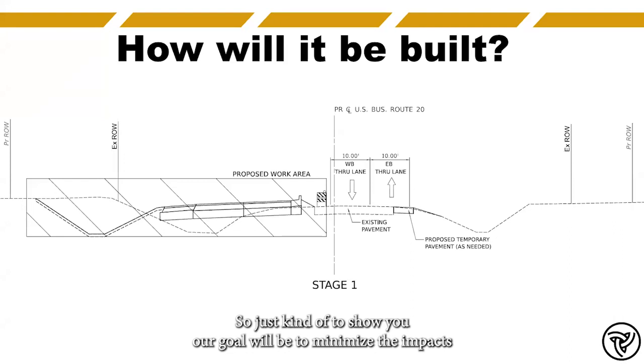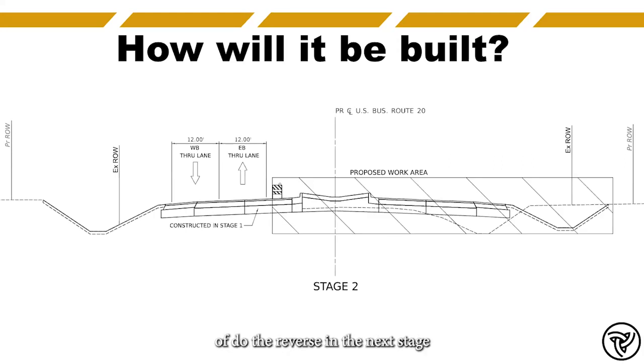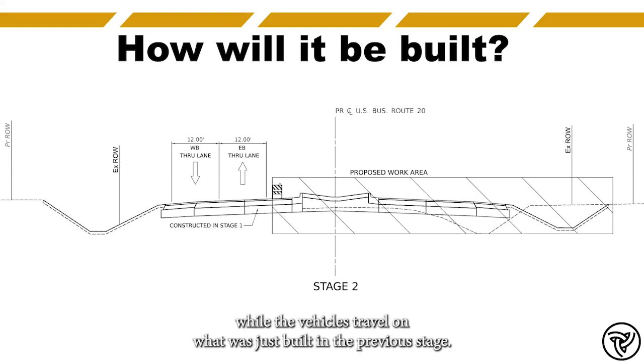Our goal will be to minimize the impacts and maintain access to all these driveways and the businesses at all times. This is typically done by building the project in pieces, like you're seeing on the screen. This means we would be building one side of the roadway and shifting all the vehicles to the opposite side of the roadway. There may be some need for temporary widening of the roadways to make sure there's enough room for those travel lanes being shifted to one side. Then you would do the reverse in the next stage and build the other side of the road while the vehicles travel on what was just built in the previous stage.